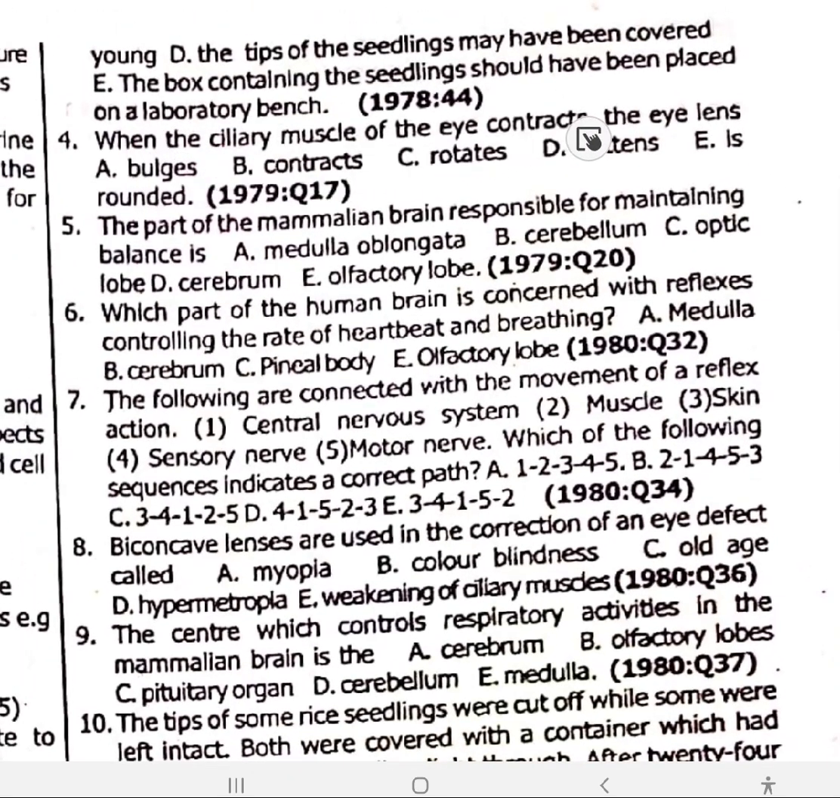Number four. When the ciliary muscles of the eye contract, the eye lens does what? It bulges. Option A. When the ciliary muscles contract, the eye lens would bulge out. Now let's write: when ciliary muscles contract, the eye lens bulges out, but when they relax, the eye lens becomes elongated.